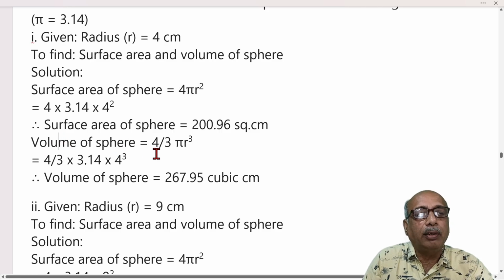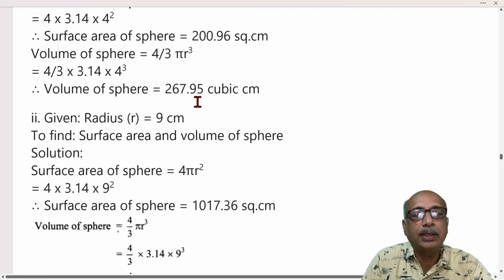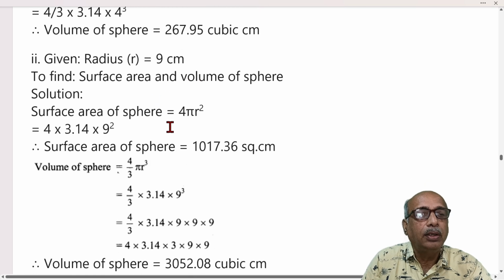Volume of sphere equals 4 by 3 pi r cube. Substitute the value, you will get after simplification volume of sphere equals 267.95 cubic centimeter. Next, radius is 9 centimeter.